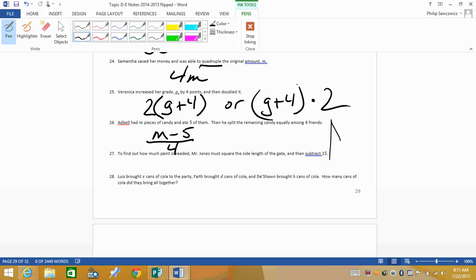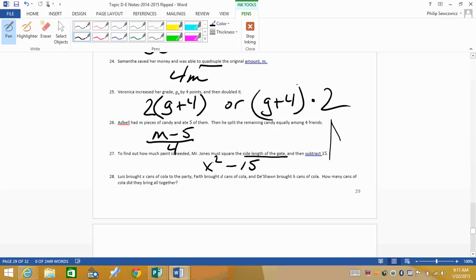Oh my goodness, they didn't give us a variable here. They didn't give us a letter. All the other ones, they gave us something. So when they don't give us the letter to use, guess what you do? Yep, you just simply choose your own letter. So Mr. Jones must square the side length of the gate. So I'm just going to call it X. We're going to square it, so that means to the second power, and then subtract 15. So then minus the 15.